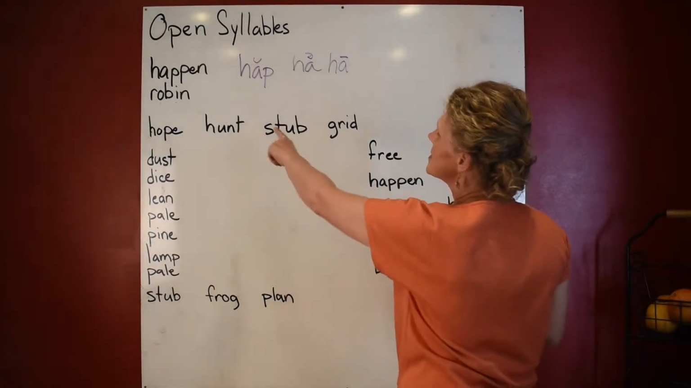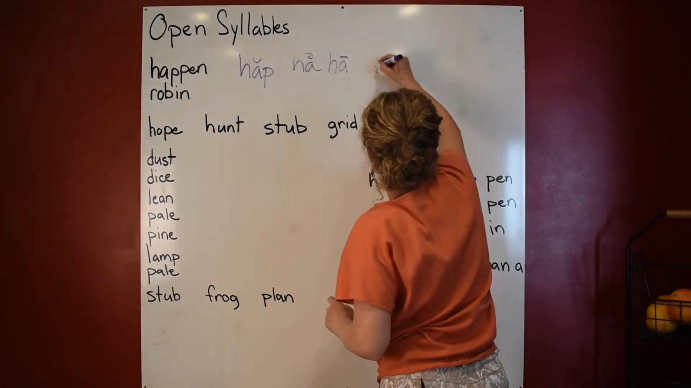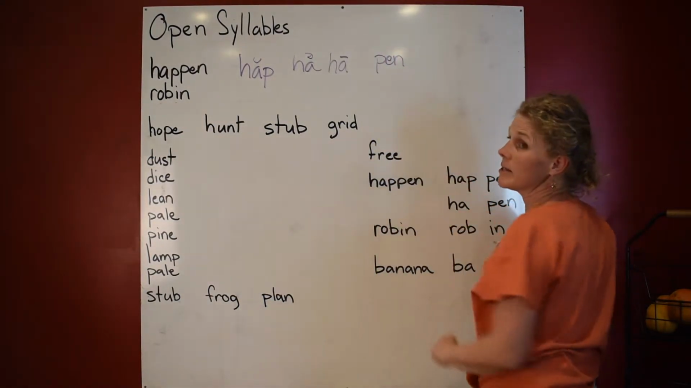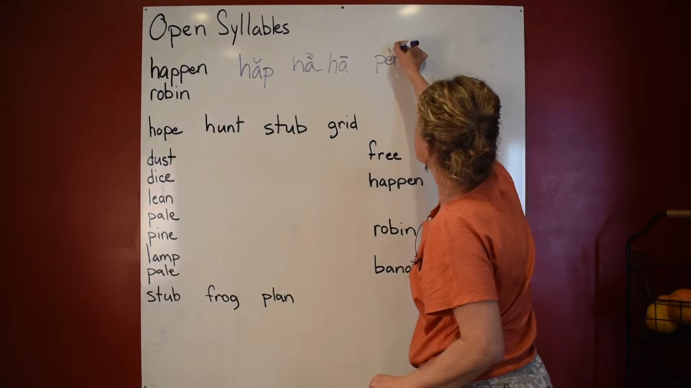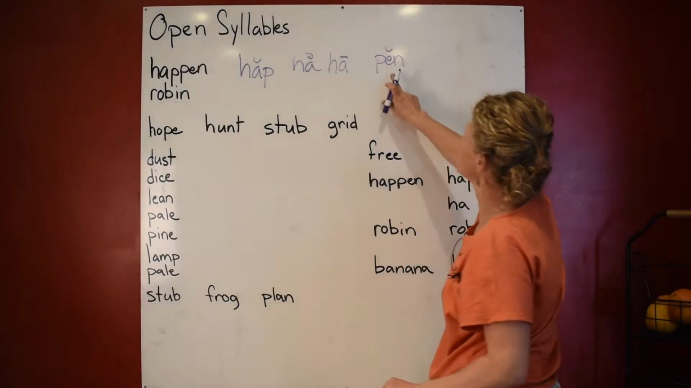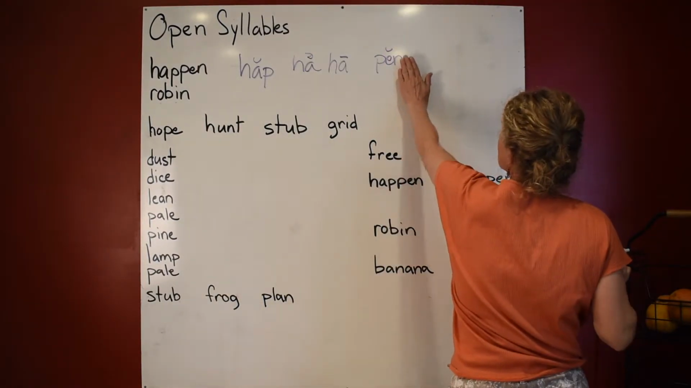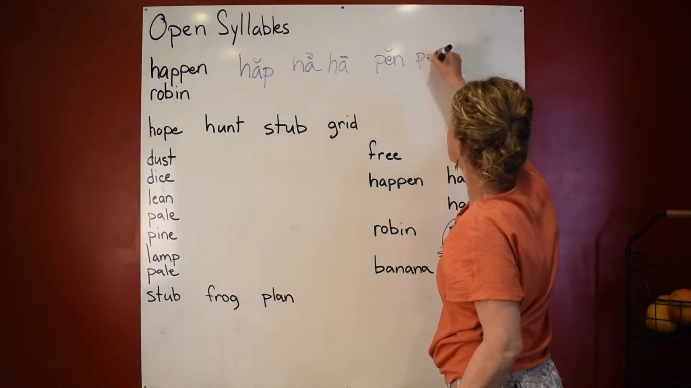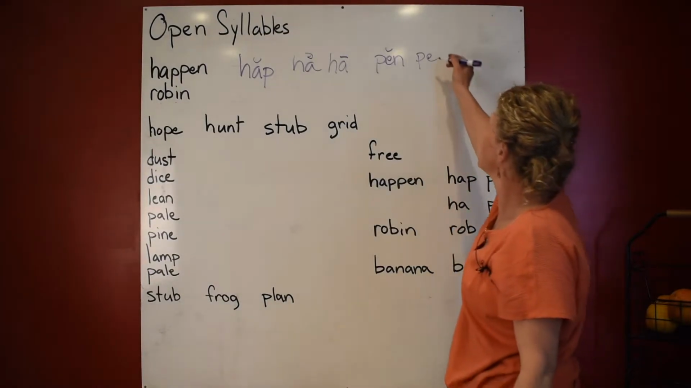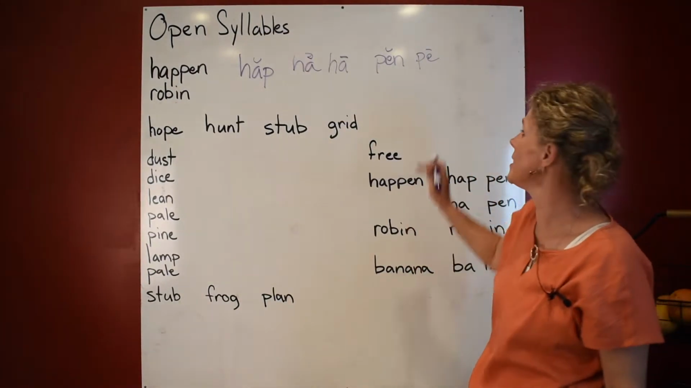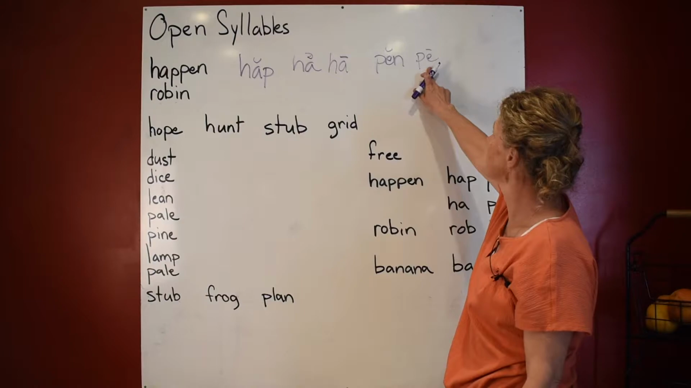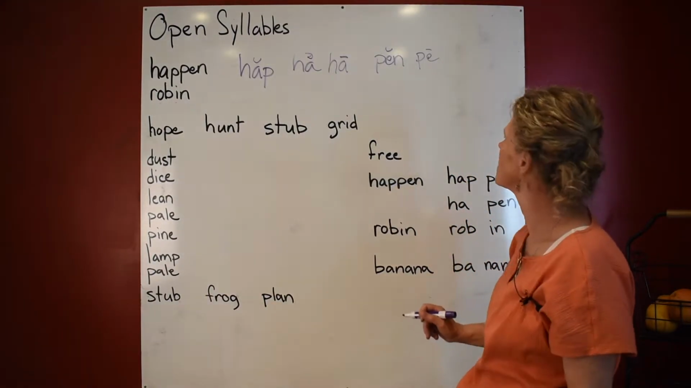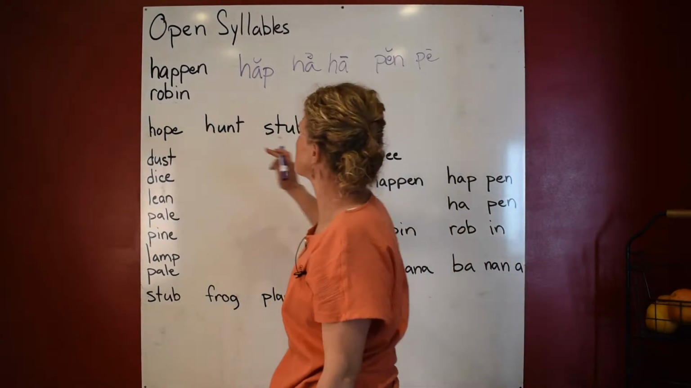So now let's take the second syllable, pen. Okay, so now that is a closed syllable. It's saying its short sound. See right here, something's at the end behind it. But let's make it open. That says pe. It's open. It's making its long sound. Okay? Closed, open.